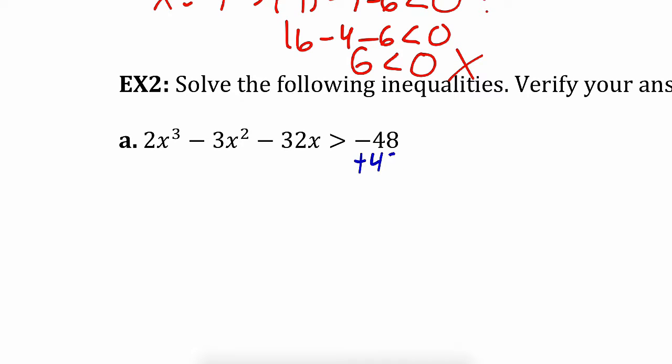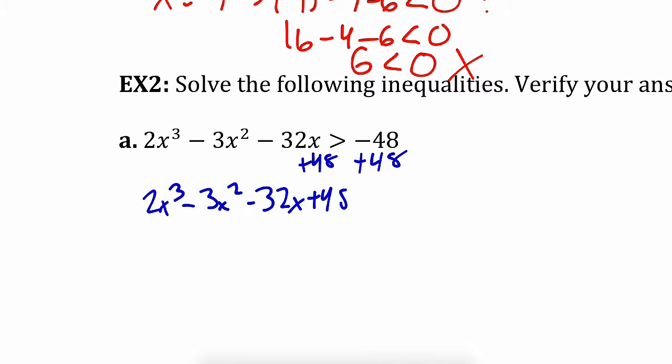It's a bad looking 8. Let me try that again. So add it to both sides, and we end up with 2x to the third minus 3x squared minus 32x plus 48 is greater than 0. Now, effectively, we are going to treat it temporarily as if it was equal to 0, but that's for us to worry about later.